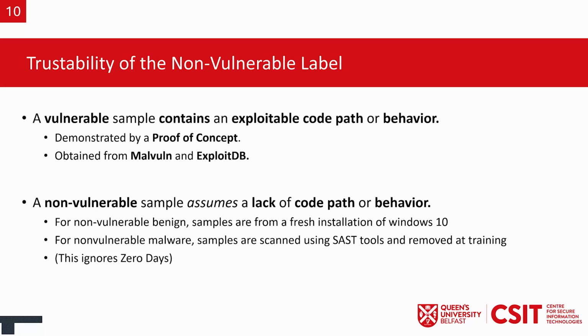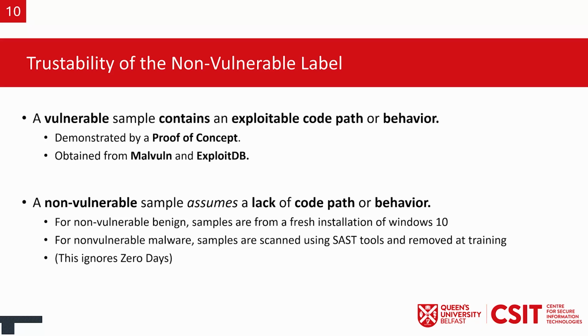As for the non-vulnerable samples, with our non-vulnerable benign samples, we obtain these from a fresh installation of Windows 10. And you would assume because of it being a fresh installation that a lot of these executables and DLLs would go through rigorous testing by the security team at Microsoft. And then for the vulnerable, non-vulnerable malware samples, we used what's called static application security testing. And there's a few tools out there like CVE bin tool and Vuln scan. So these tools will scan through executables and try and find common code or slices that are vulnerable to compare against other samples. And they'll give you a common weakness enumeration based on that too.